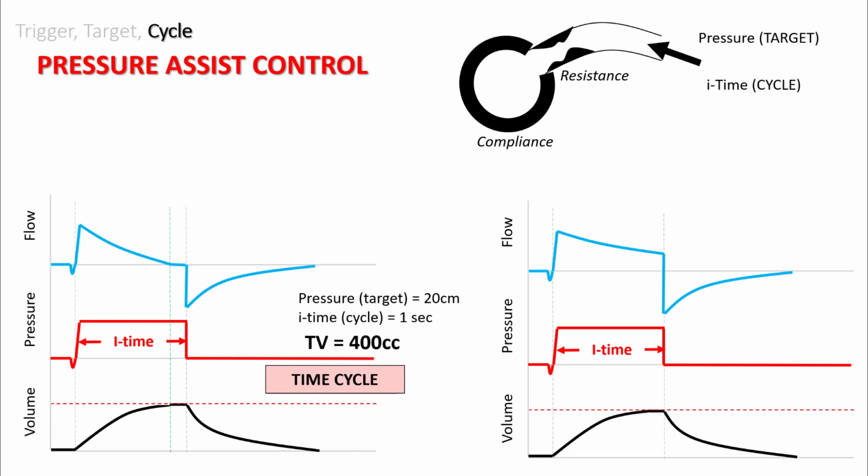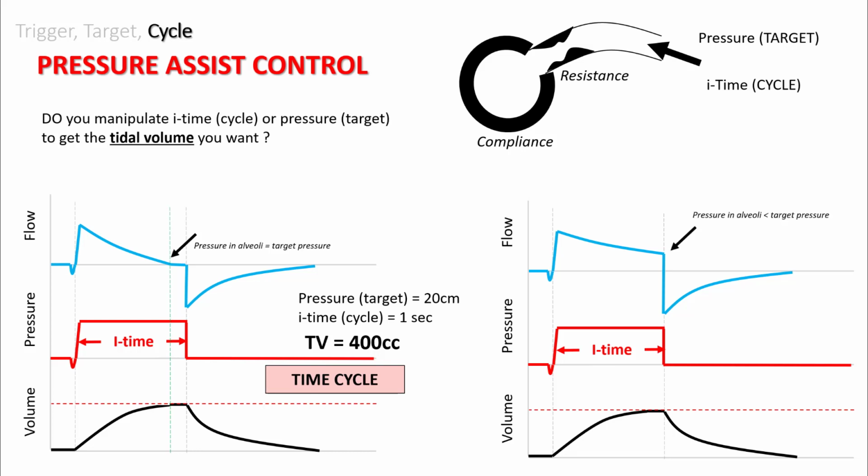When your patient is on pressure assist control, make sure that you monitor their flow time scalars. So you can see the difference between the left and right flow waveform scalars. In the first one, the pressure in the alveoli is reaching the target pressure, so flow has dropped down to 0 because there is no more pressure gradient. In the one on the right, the pressure in the alveoli is still lower than the target pressure in the set amount of I time, so the flow is still present.